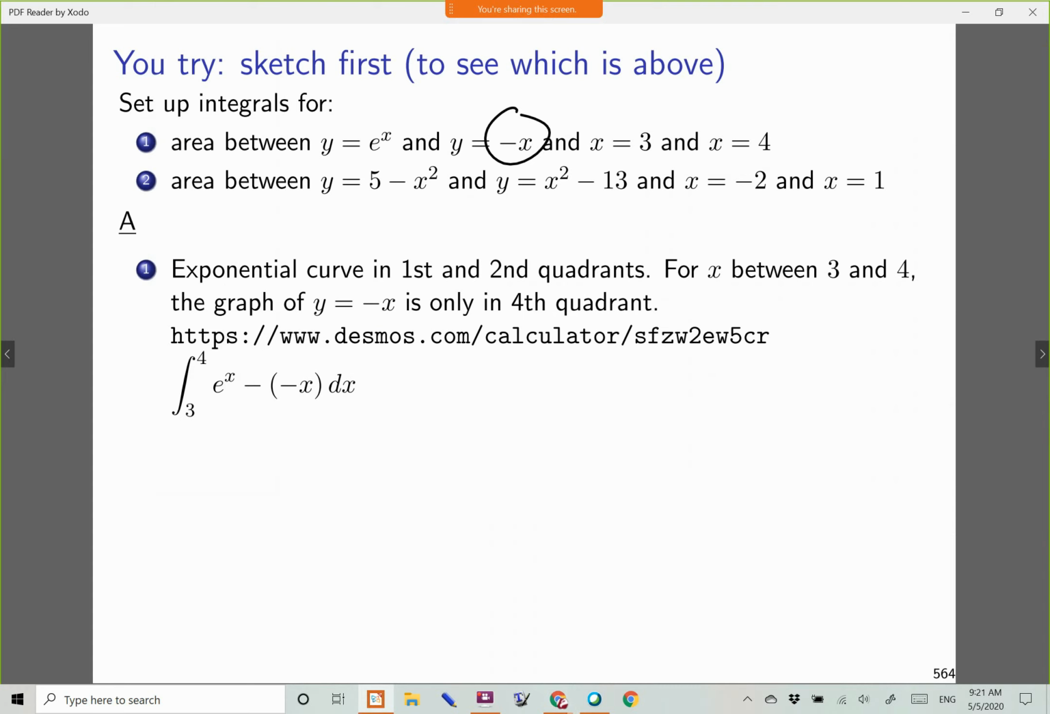Let's just clear up that there are two minus signs. This first minus sign was because it was y equals negative x. We just had to copy that. This other minus sign right here, the one right after the e to the x, is because the formula for the area between curves has a minus sign. It's the upper function minus the lower function. Emphasis on the word minus there.